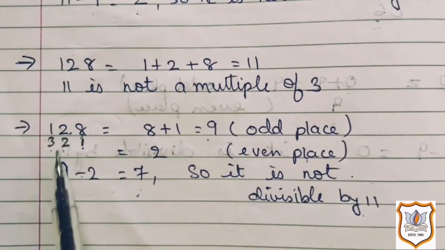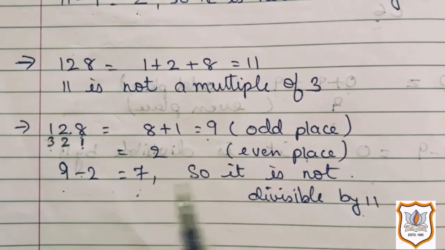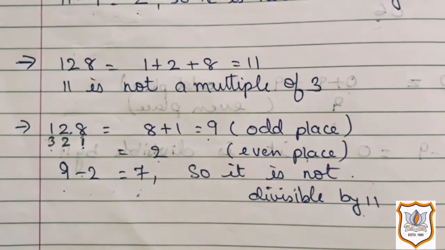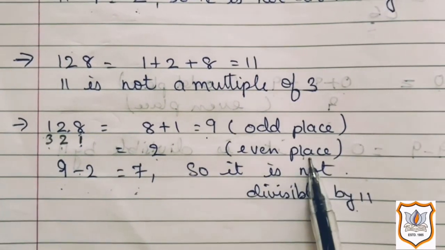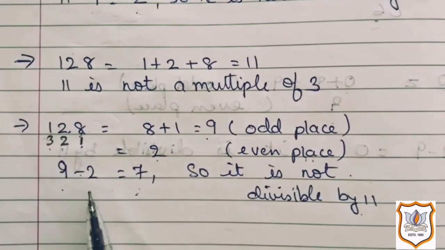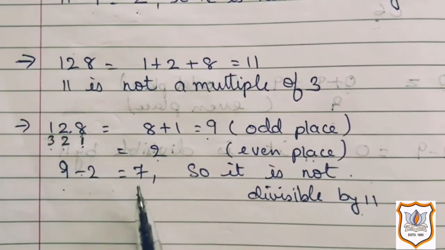Here only one digit is there at the even places, so we will write 2 over here. Now we have to find out the difference between the sum of the digits at the odd place and sum of the digits at the even place. So by subtracting 2 from 9, we get 7.